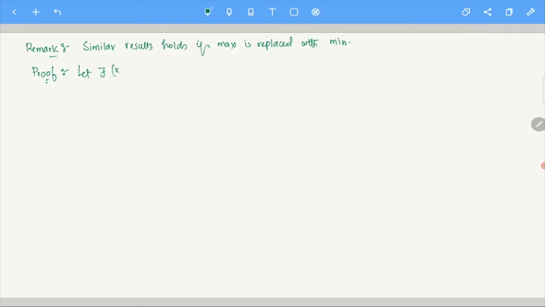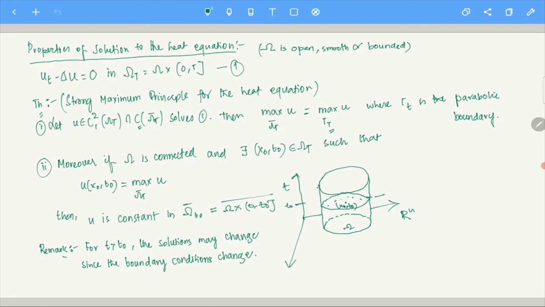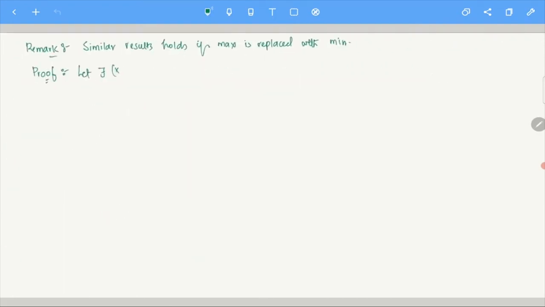It is given, x naught, t naught, there is a point given. I assume t is not t naught, so I do not have to worry about any other point. Let's take that point. So let u of x naught t naught equal m.